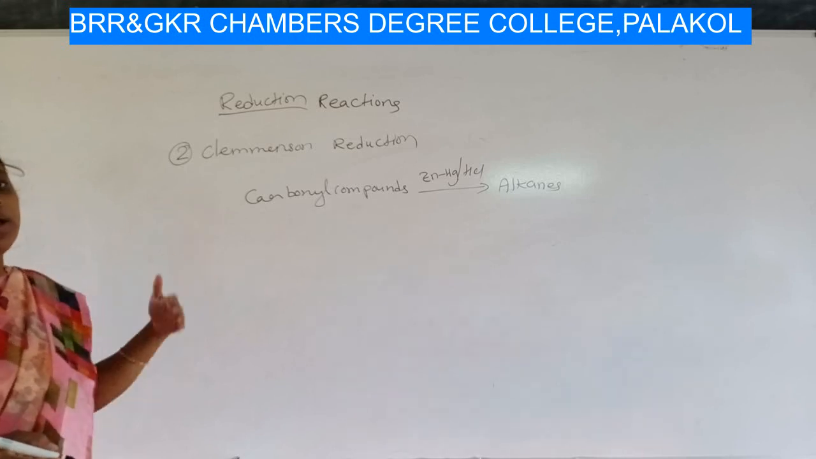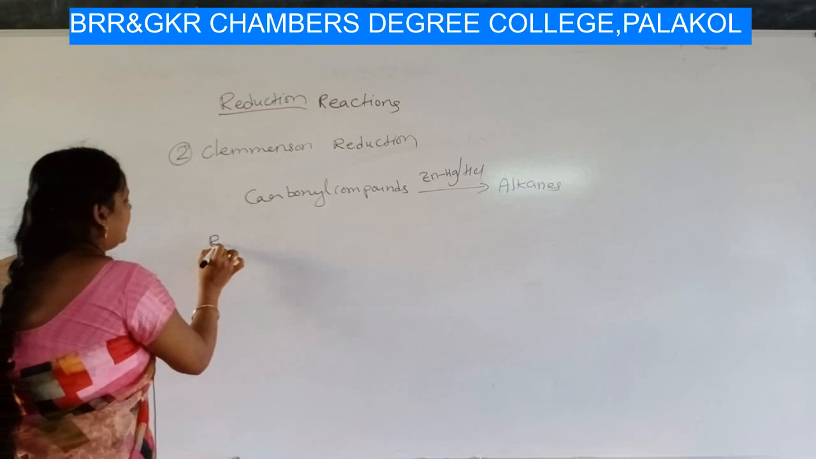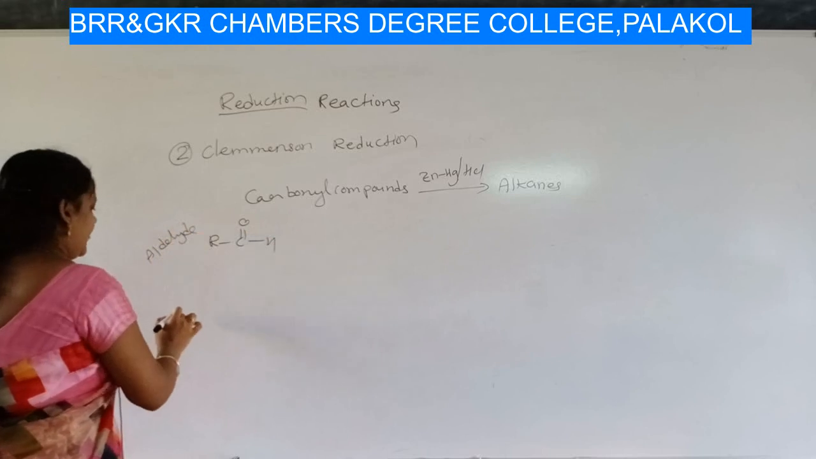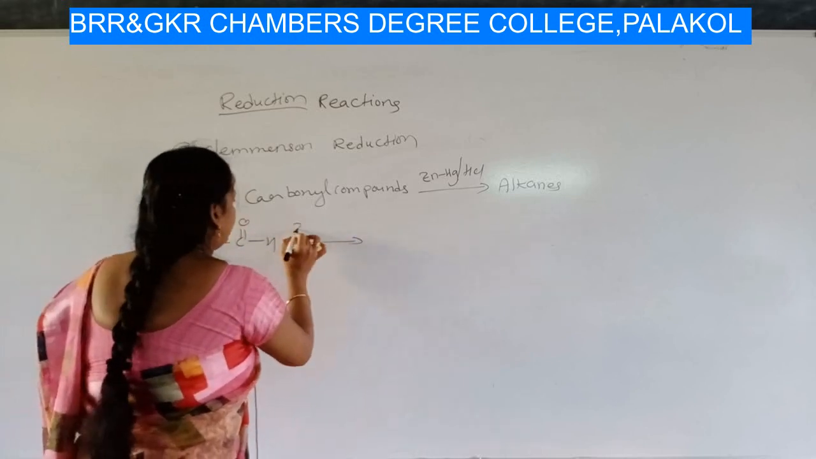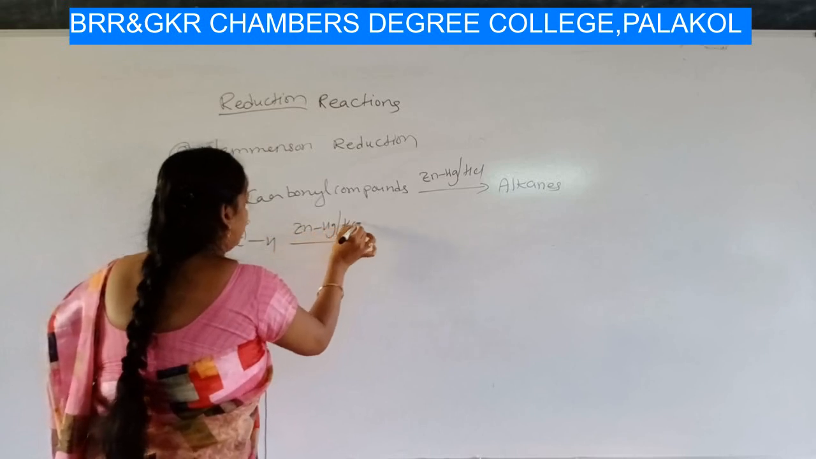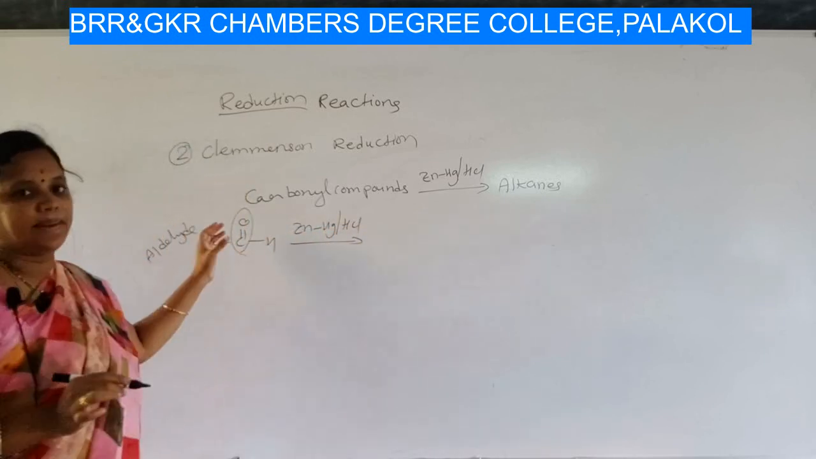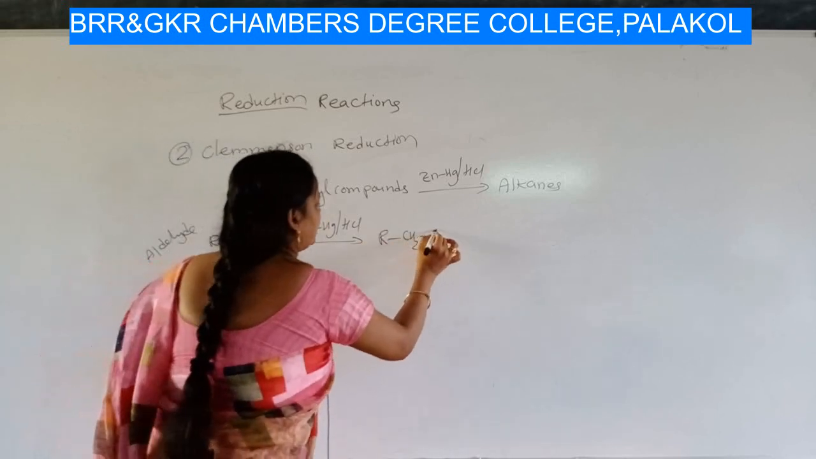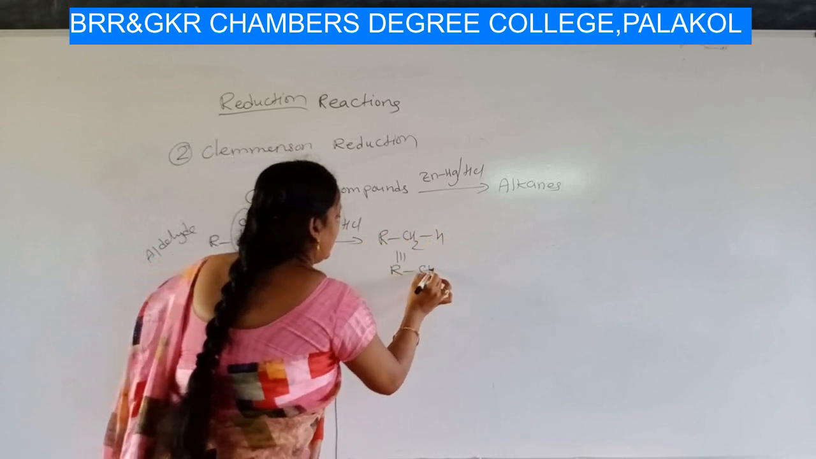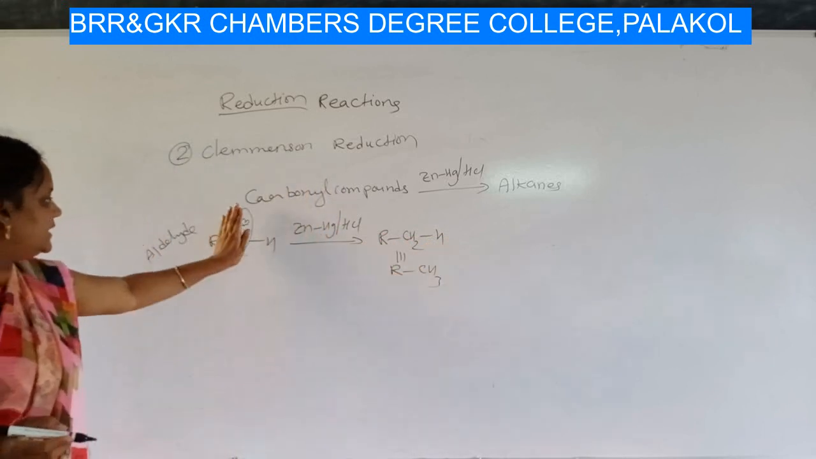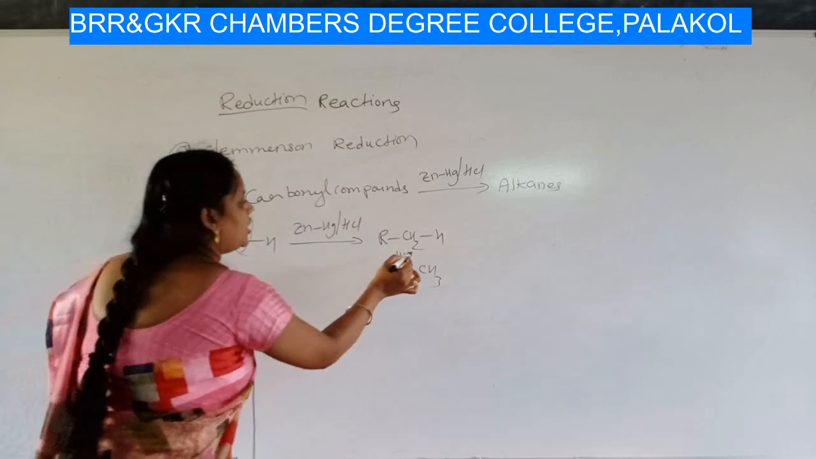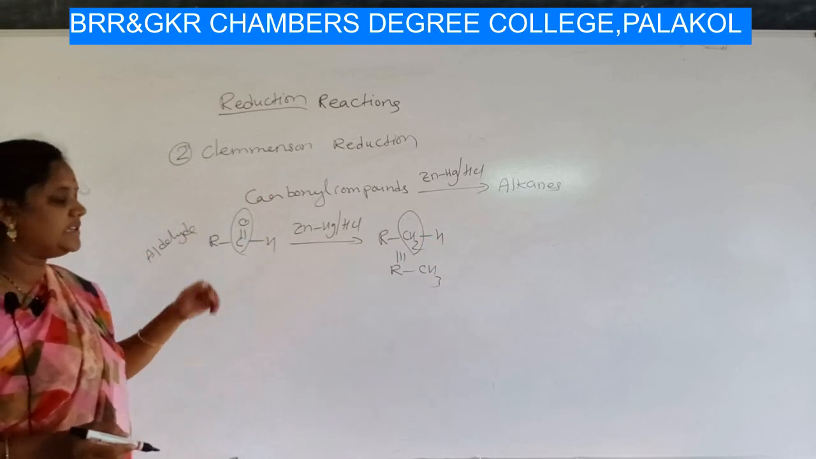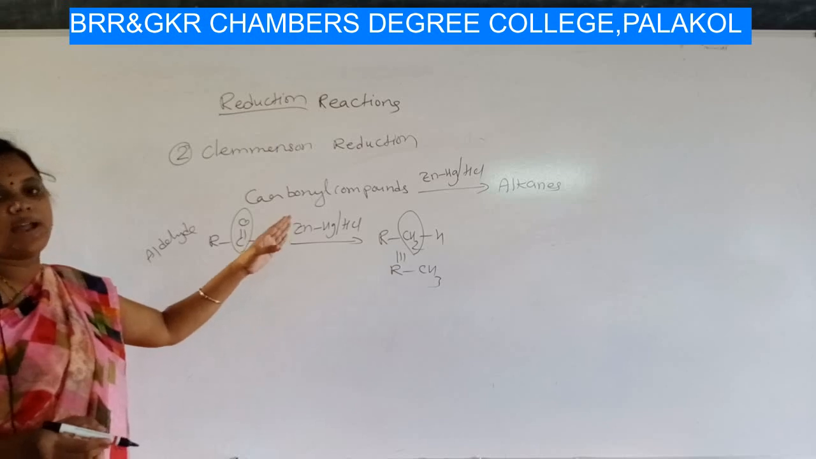This reduction is called Clemmensen reduction. For example, if you take an aldehyde, what happens? In the presence of zinc amalgam and HCl, the carbonyl group gets completely reduced into RCH2. Already H is present here, so totally we can write it as RCH3, right? The C double bond O is getting reduced into a CH2 group in the case of Clemmensen reduction. The reagent we use is zinc amalgam and HCl.